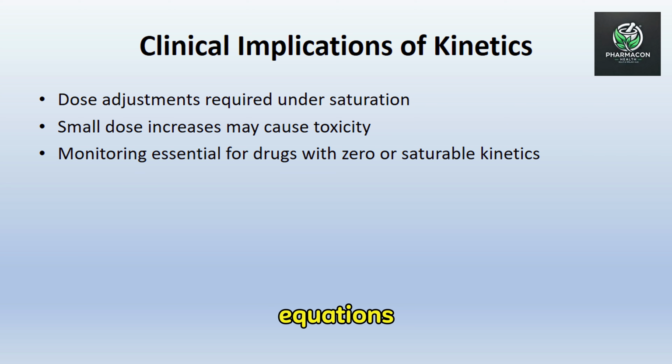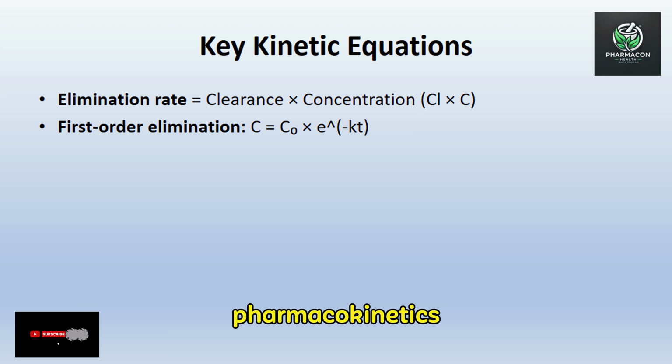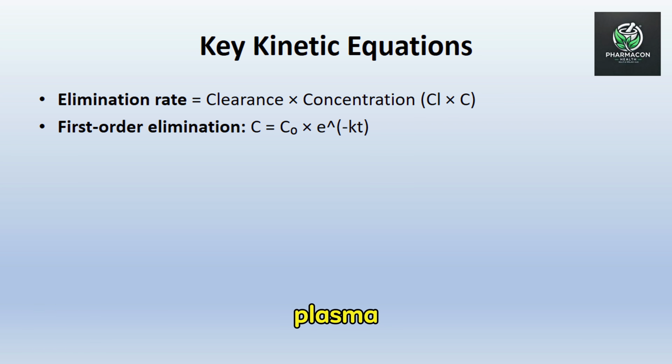Let's look at some key equations that describe drug elimination mathematically. Key kinetic equations in pharmacokinetics. Two core equations help quantify drug elimination. First, elimination rate equals clearance multiplied by plasma concentration, showing that as concentration increases, elimination speeds up in first-order kinetics. Second, the exponential decay equation, C equals C0 times e to the power of negative kt, describes how drug levels fall over time. These formulas allow us to calculate dosing intervals, predict drug behavior, and guide safe therapy.